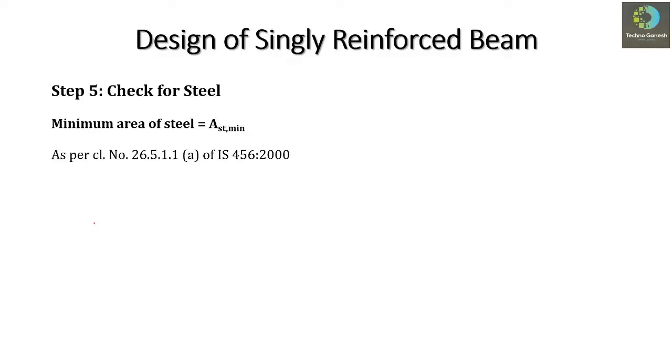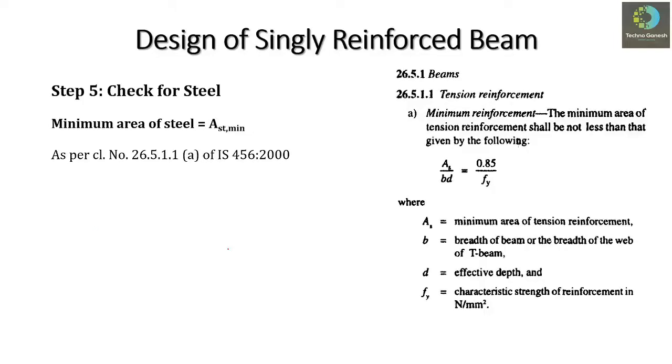As per clause number 26.5.1.1a of IS 456, the minimum tension reinforcement, representing this term here in a simple way, Ast minimum should be equal to 0.85 bd upon fy. As per the codal provision, the value shall not be less than this value.